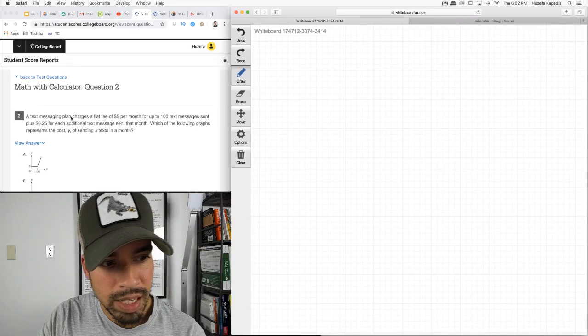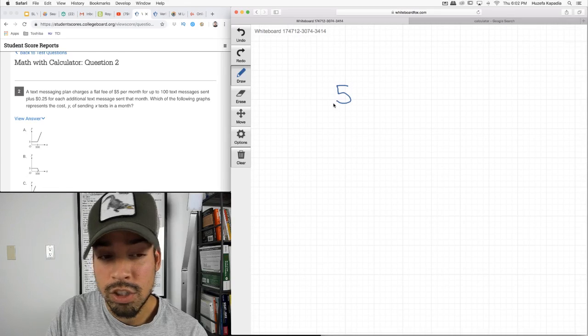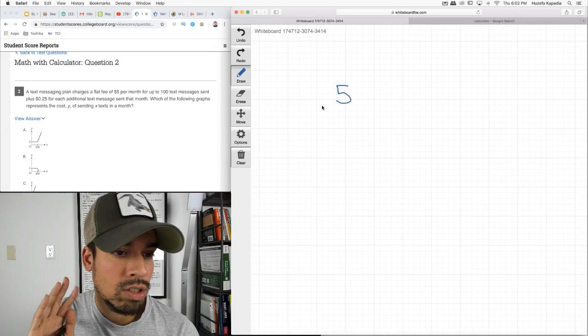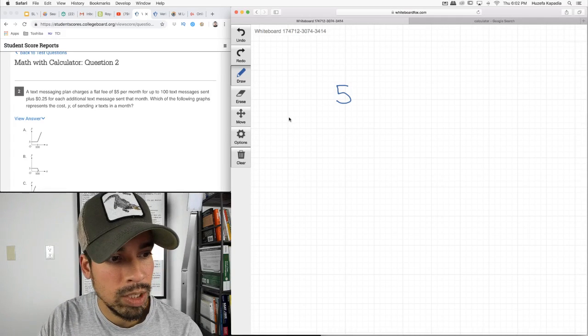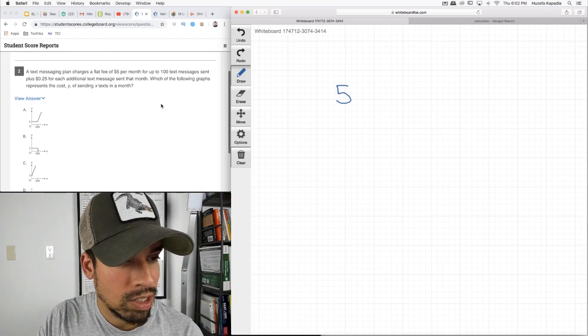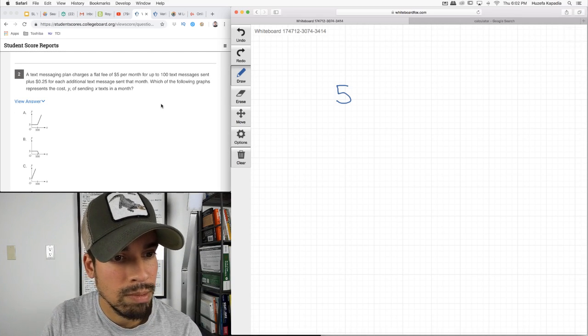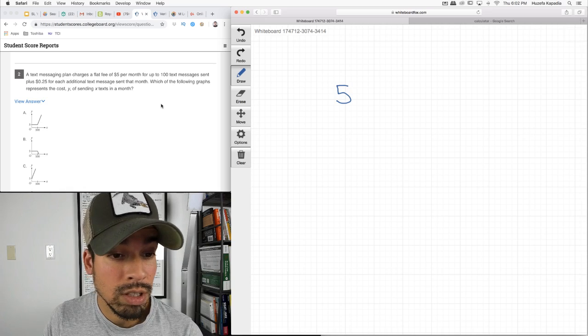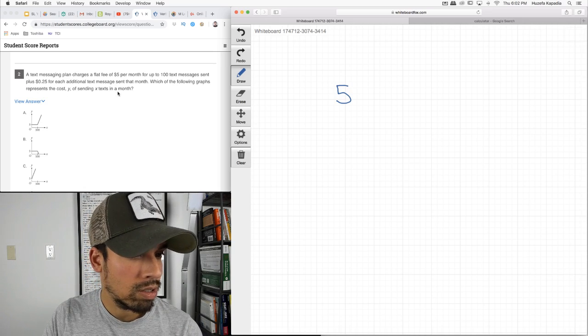A text messaging plan charges a flat fee of $5 per month for up to 100 text messages sent, plus 25 cents for each additional text message sent that month. This is similar to one of the Khan Academy questions, though this one is graphs, so it's a little different than the one I'm thinking of. Which of the following graphs represents the cost?